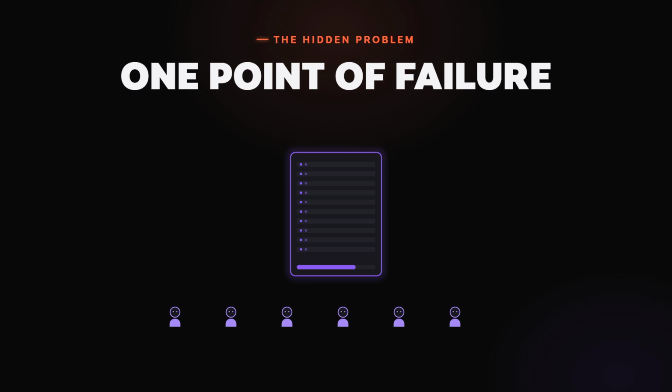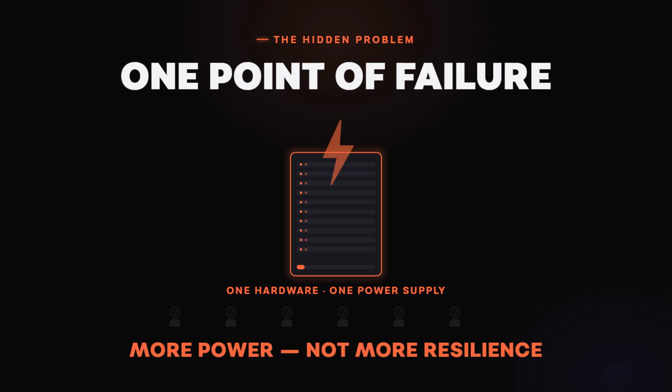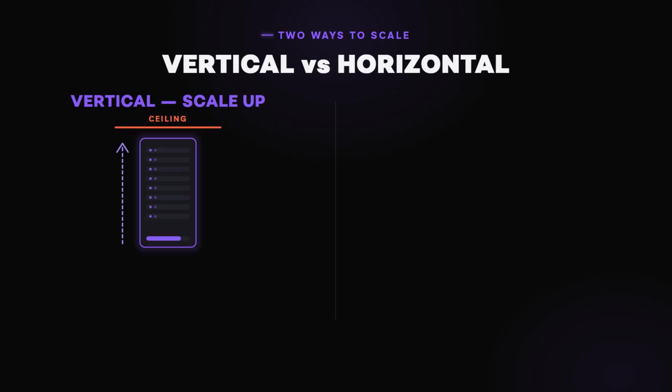And there is a second problem that the diagram does not say out loud. Even at the large box, in all three boxes, you still have one machine, one set of hardware, one network card, one power supply, one point of failure. If that machine goes down, your application goes down. Every user, all at once. Vertical scaling makes your server more powerful, but it does not make it more resilient.